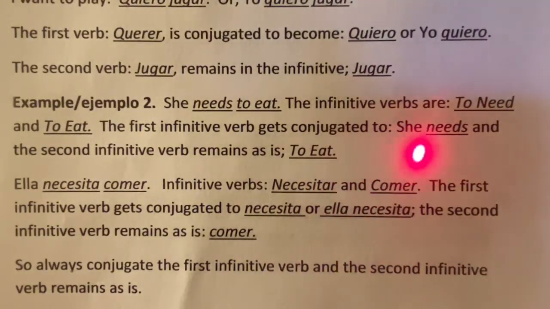But in Spanish, it's different. And the second infinitive verb remains as is, just to eat. So let's look at it in Spanish. Ella necesita comer. Ella necesita comer. Necesita comer ella. Okay, we can say it backwards. Necesita comer el elefante. Necesita comer él. Él necesita comer.